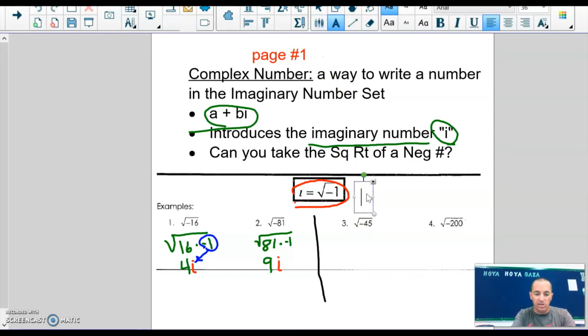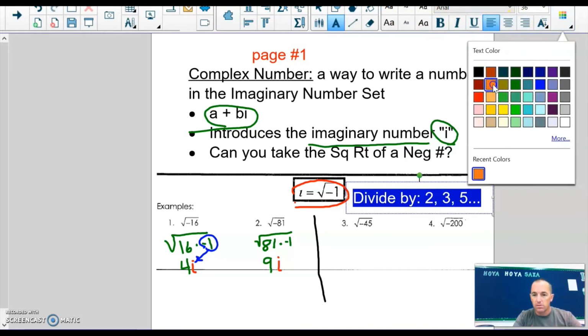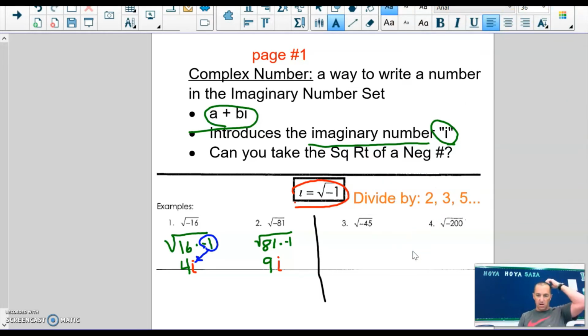Our strategy is going to divide by 2, 3, and 5. Oh, we'll do this. 5, and then we'll put dot, dot, dot, because we can keep those values going until we find the largest perfect square. Our goal is to find the largest perfect square. I'm going to make this a brighter color so we can see that that's standing out.